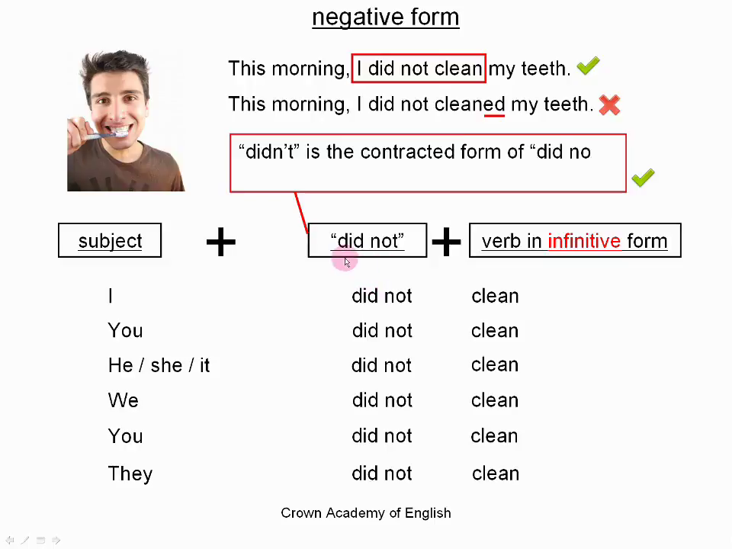And we can either say did not, or we can say didn't. Didn't. This is the contracted form of did not. So, example, we can say I didn't clean, you didn't clean. The meaning is the same, and we often use the contracted form in spoken English when we speak.